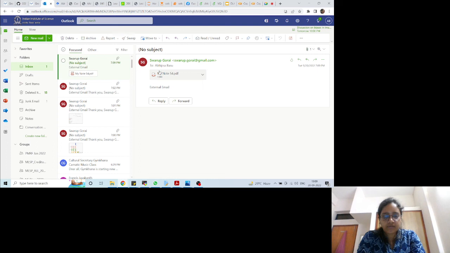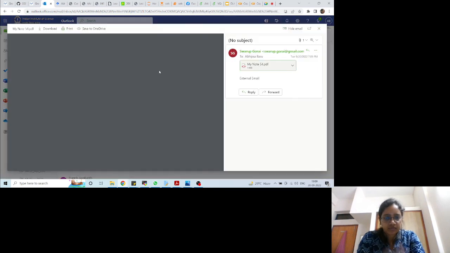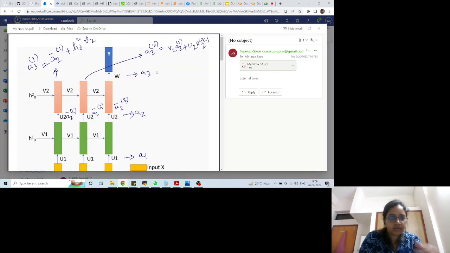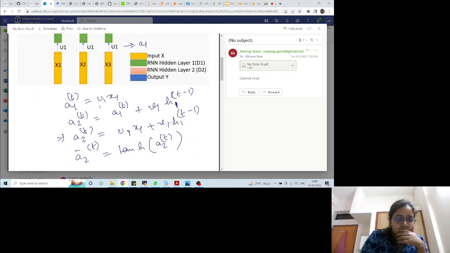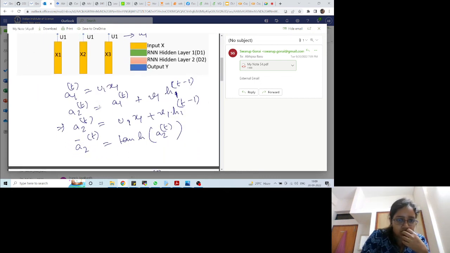The problem is that I'm not understanding two things. Please go to the figure. Ma'am, go down, see what I have done. A1 of t equals U1 x1. A2 of t equals A1 plus V1 H1 t minus 1. Is it clear?